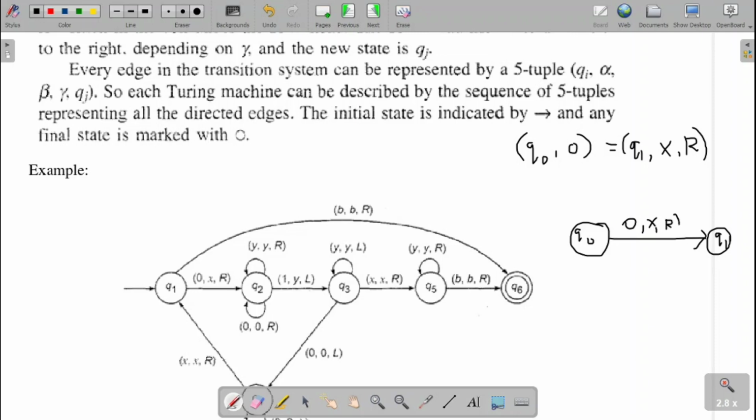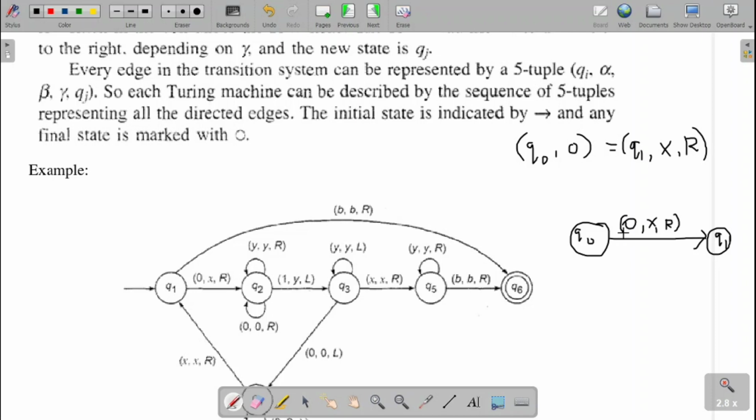This is how three things are written over there. The first one is the input symbol. The second one is your replacing symbol. And the third one is your move, that is, left move or right move, which side you want to move. In this case, it is the right move.